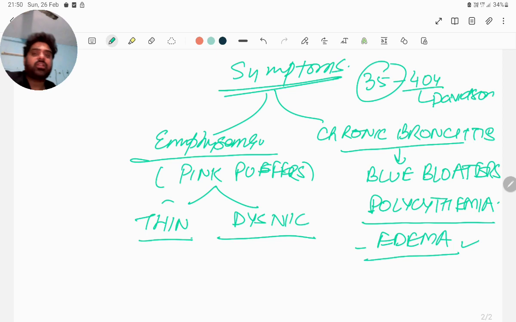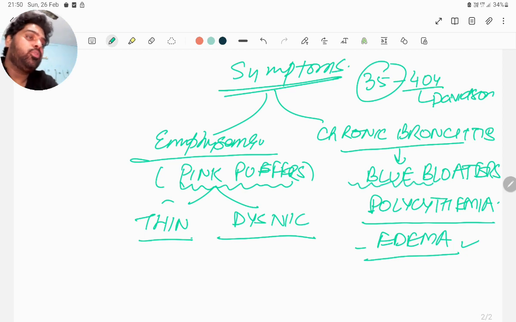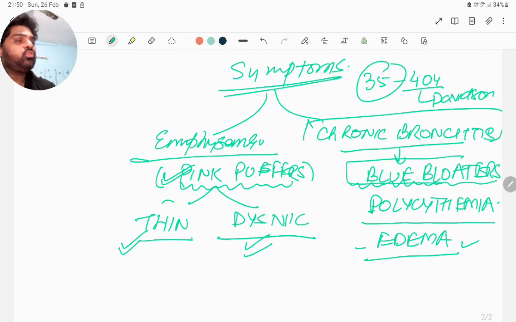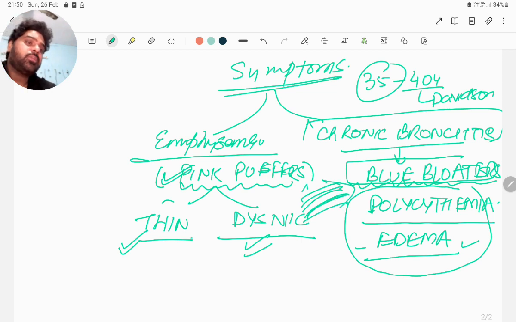But in clinical practice, there is a considerable amount of overlap between the pink puffers and the blue bloaters. So both can be seen, but for classification, we say that emphysema people are pink puffers who are thin and dyspneic, and in chronic bronchitis, they are blue bloaters who have polycythemia and edema, although a considerable amount of overlap is seen among them. This is the symptom.